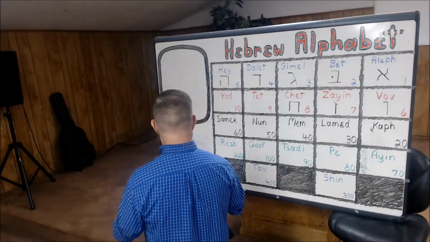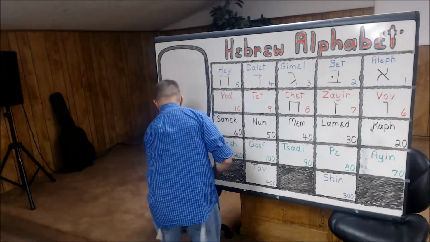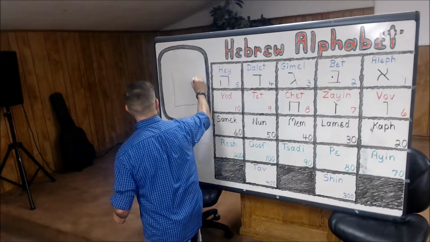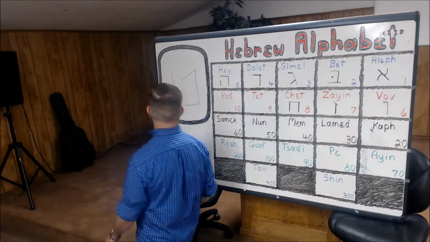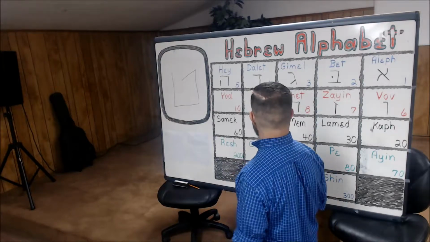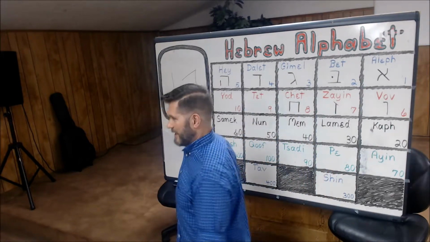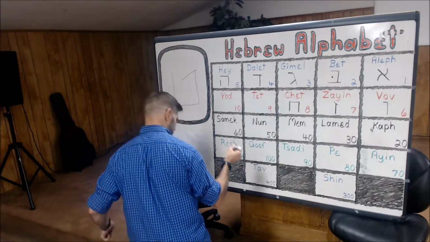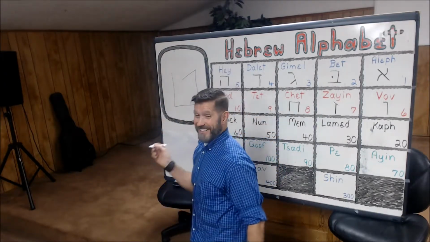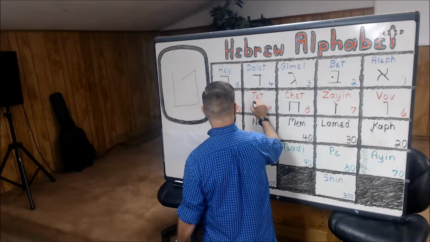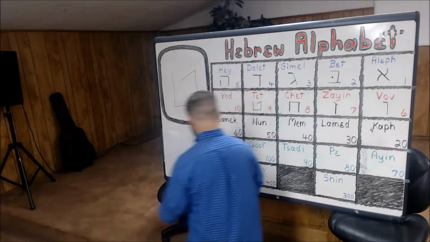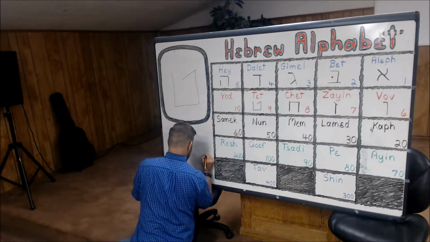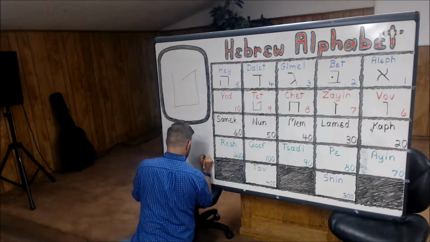Okay, tet looks like this, and it's kind of like the het upside down. So draw a het upside down. This is tet, just like that, and then when you get to the top, the top of it falls in like that. So you make it an upside down het, and the roof falls in. Het. Numerical value of het. Eight. That was good. Numerical value of tet. Nine.